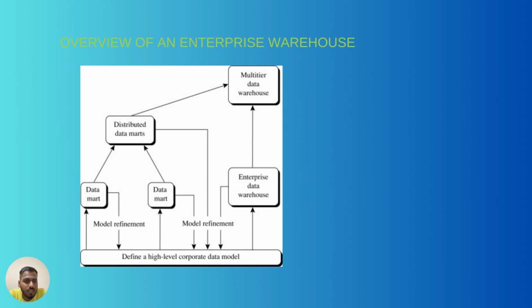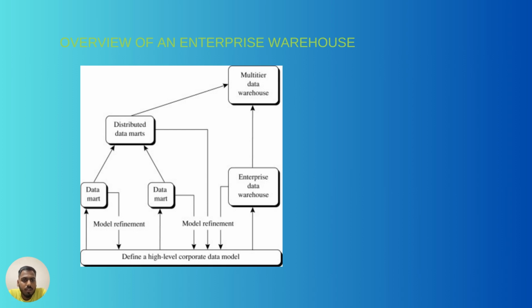As we can clearly see, there is a defined high-level corporate data model which goes into the data mart, and if the data is not ready for the distributed data marts, it goes for more refinement. If the refinement is okay, the data is sent to the distributed data marts. Also, there are different data marts as depicted in the picture. There are two data marts where it goes for model refinement each time when the refinement is not correct. If the refinement is correct, the distributed data mart sends its data to the multi-tier data warehouse.